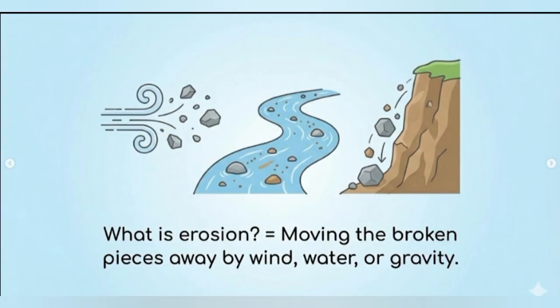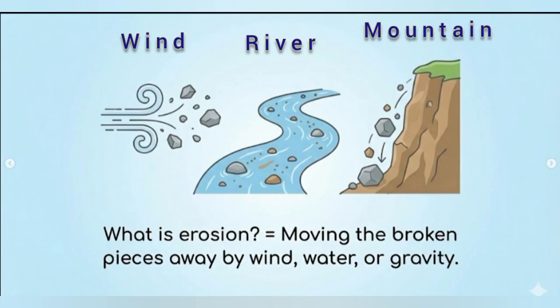With weathering, the rock is only broken down and it is not moved. But with erosion, the rock will move from one place to the other. It will either be transported by wind or by the river, or it can be the rock falling from the higher mountains to the lower surface areas.